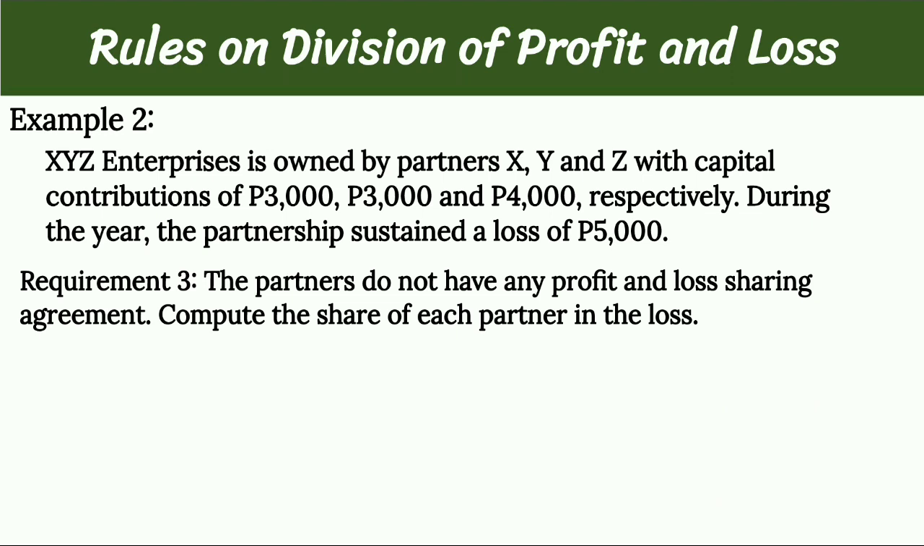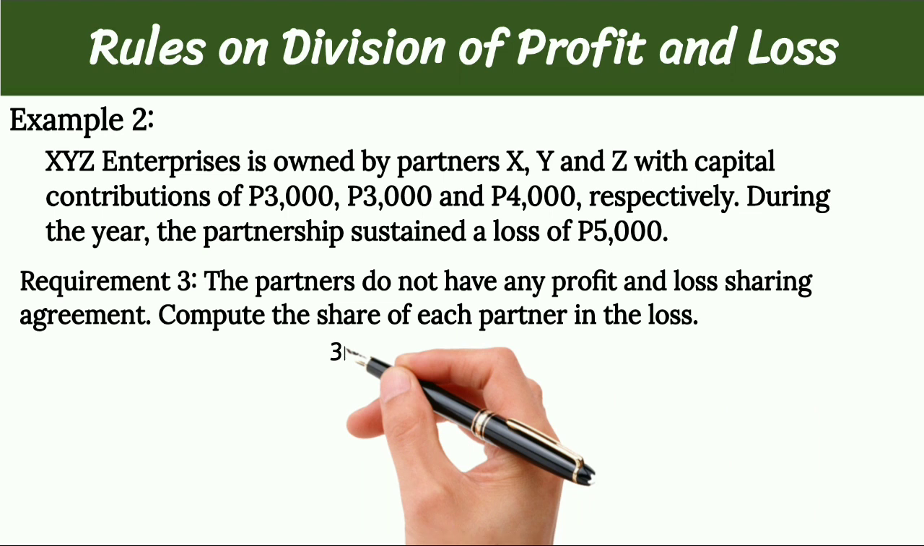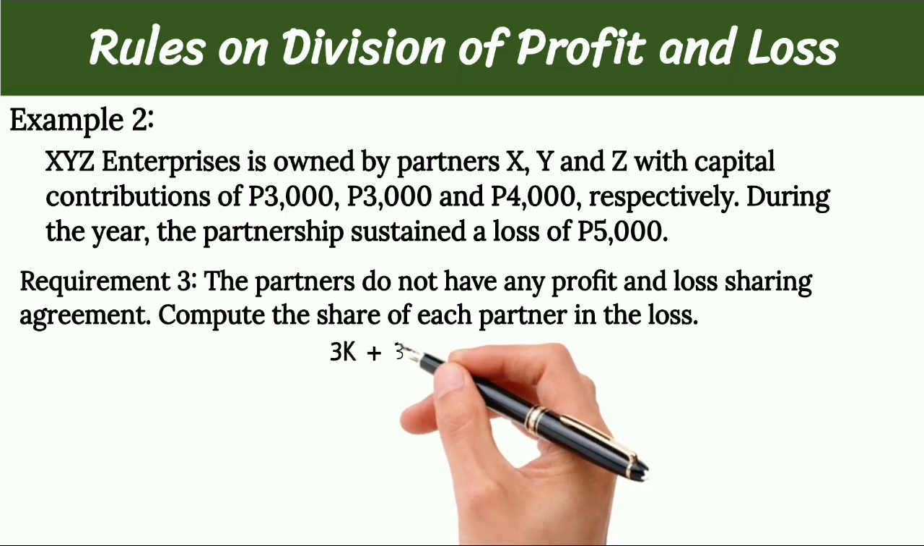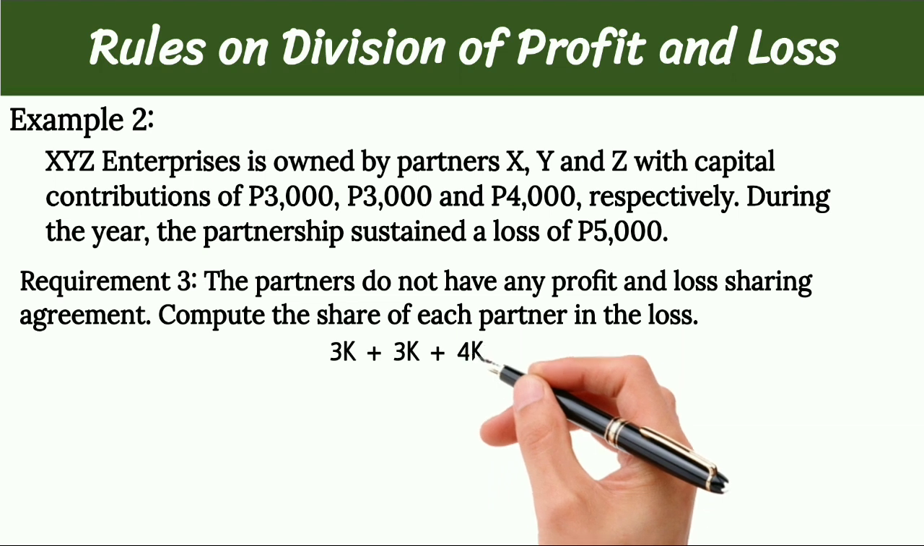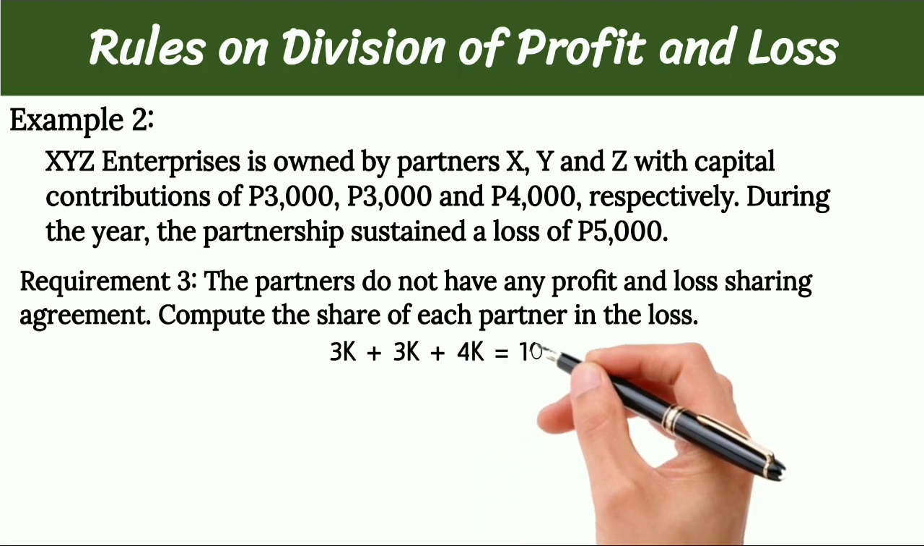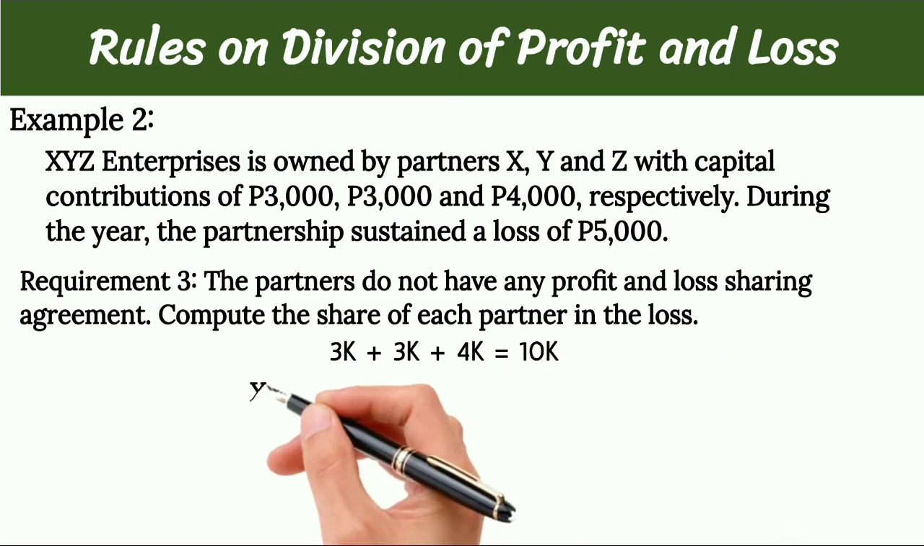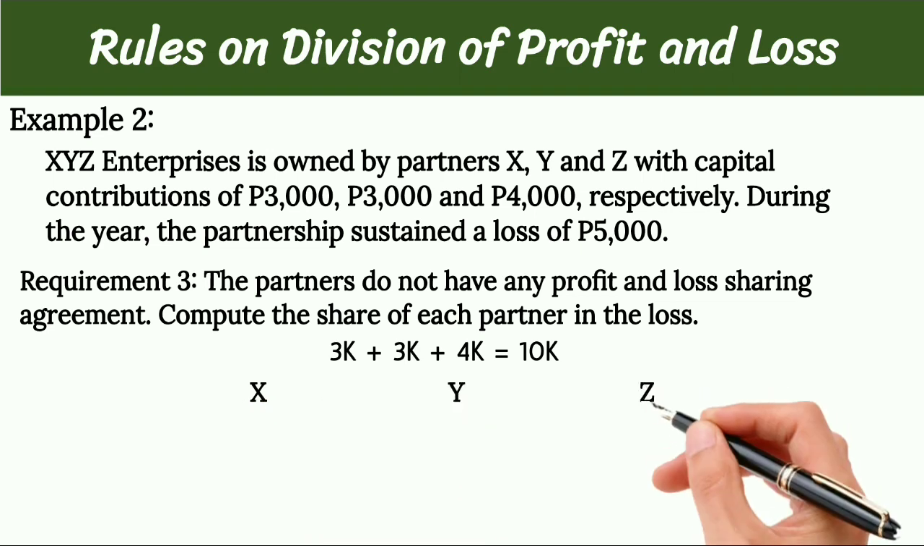Ang capital contribution ni X ay 3,000 pesos. Ang capital contribution ni Y ay 3,000 pesos at ang capital contribution ni Z ay 4,000 pesos. 3,000 pesos plus 3,000 pesos plus 4,000 pesos, that is equal to 10,000 pesos. Yang 10,000, yan ang magiging denominator.